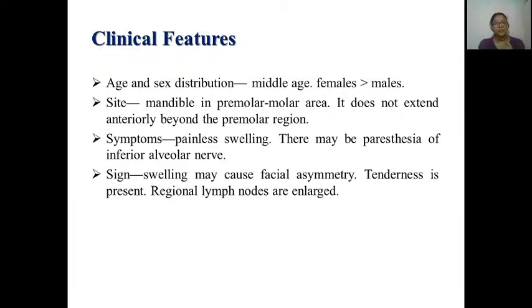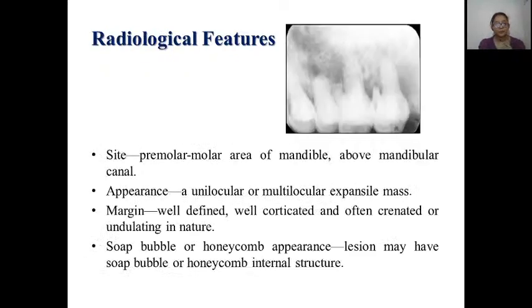Here the female predilection is more. The most common site is the mandible in the premolar molar area and it does not extend anteriorly beyond the premolar area. Symptoms are painless swelling, and there may be paresthesia of the inferior alveolar nerve. The signs are that swelling may cause facial asymmetry, tenderness is present, and the regional lymph nodes are enlarged.